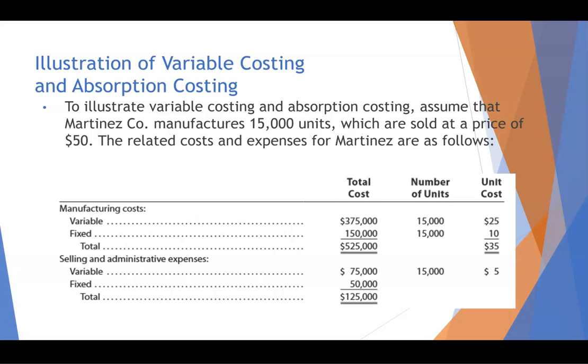So to look at it, assume that Martinez manufactures 15,000 units, which are sold at a price of $50. The related costs and expenses for Martinez are shown here. Under our manufacturing cost, we've got our variable and we've got our fixed for total manufacturing cost, and then we have our variable and fixed selling and admin.